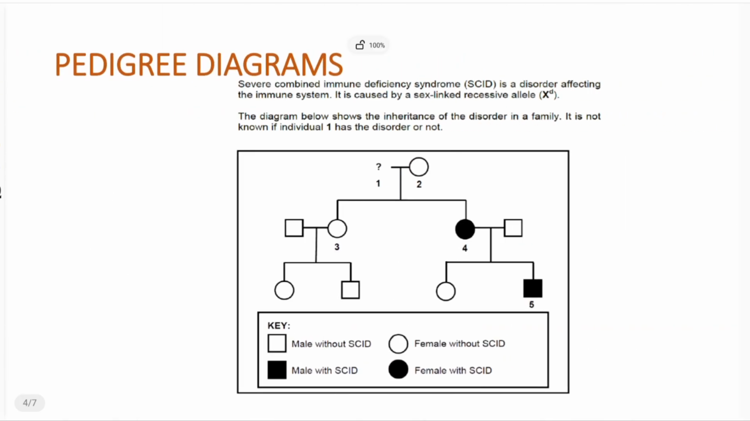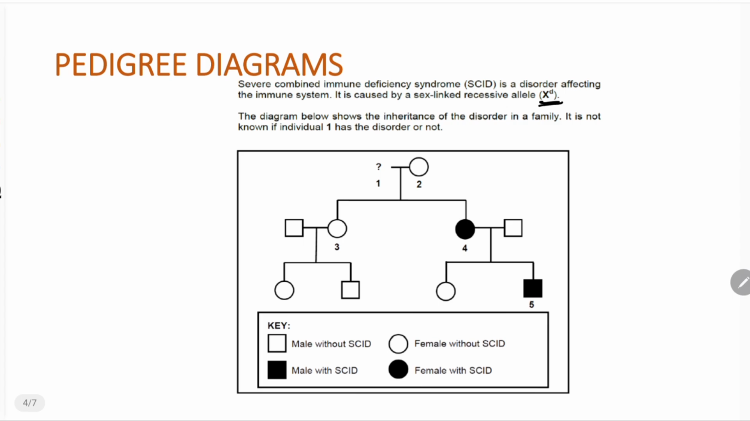Let's continue. Now let's look at this pedigree diagram. It says that severe combined immune deficiency syndrome, SCID, is a disorder affecting the immune system. It is caused by a sex-linked recessive allele. So this is a sex-linked genetic disorder. Now, it is very important to note that when we are writing the genotypes that include sex-linked genetic disorders, we must also include the gonosomes. It forces us to use gonosomes, right?